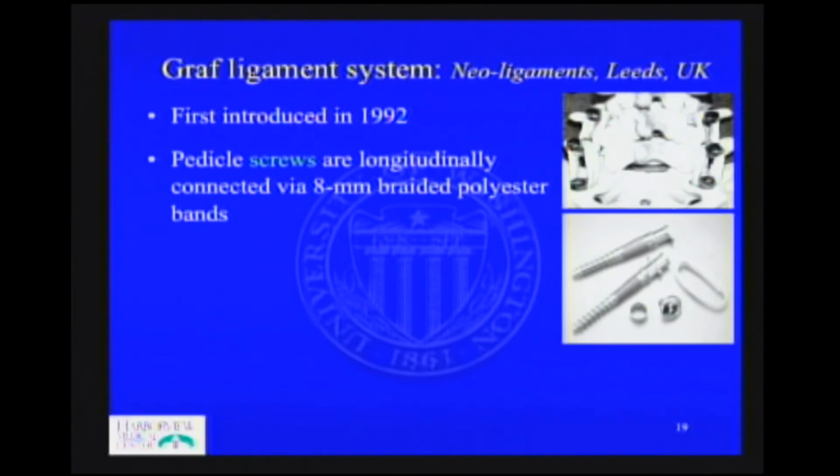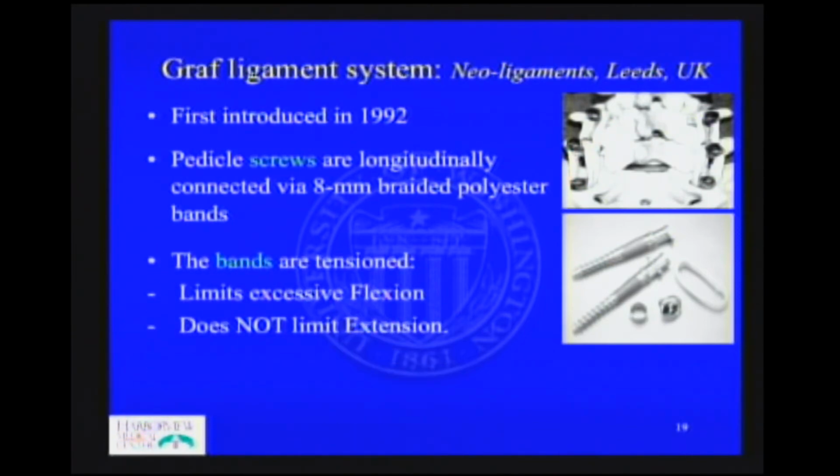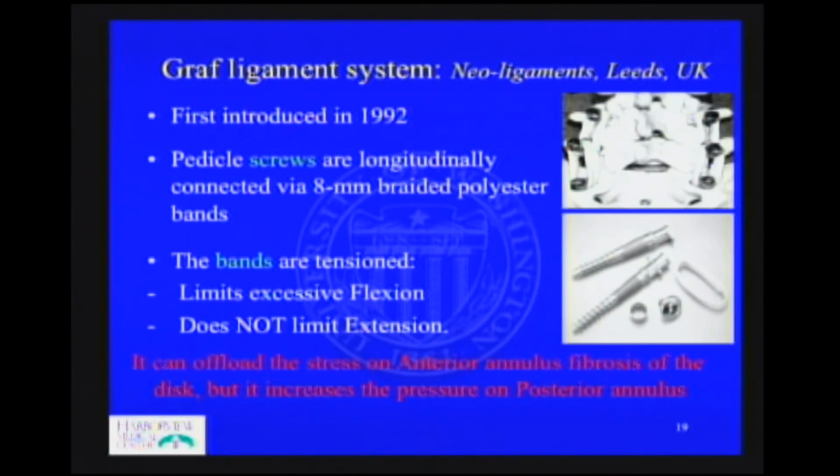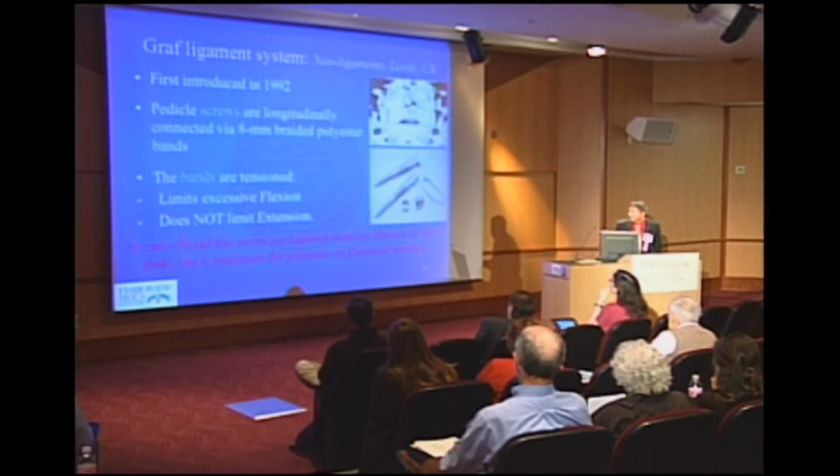And then the pedicle screws were inserted just like in the fusion procedure, and they are longitudinally connected with braided polyester bands. This band is tensioned so that it limits excessive flexion, but does not limit any extension motion. It can offload the stress on the anterior annulus. However, it increases the pressure on the posterior annulus, as you can imagine.